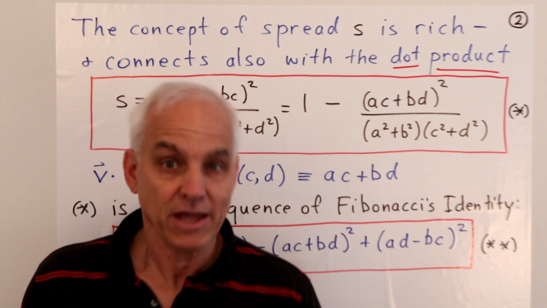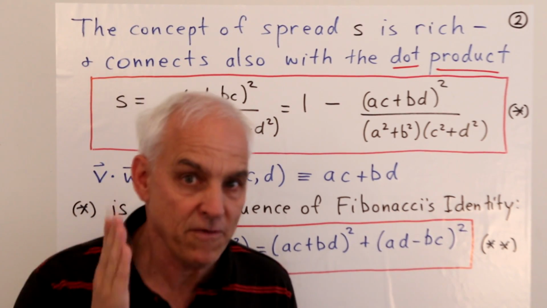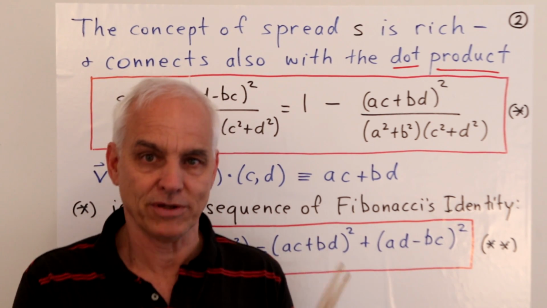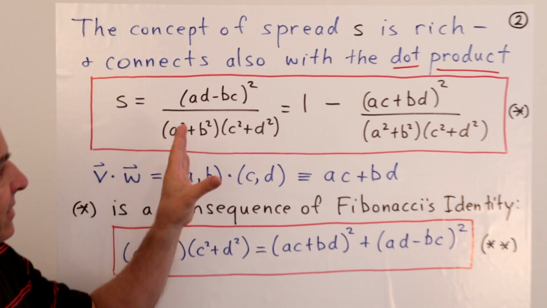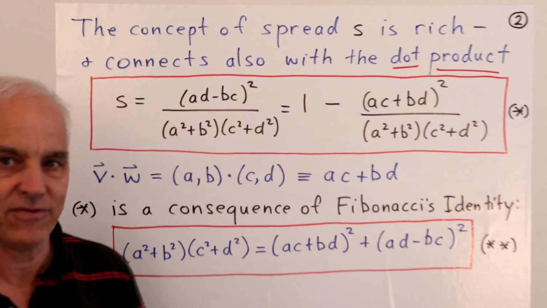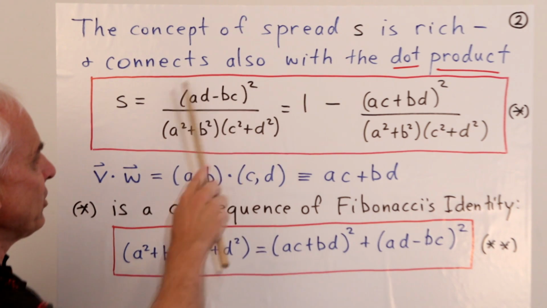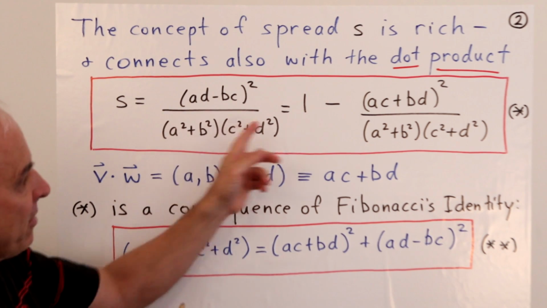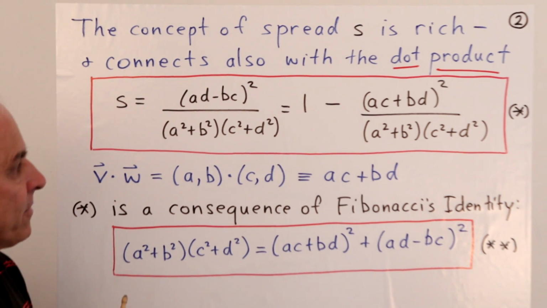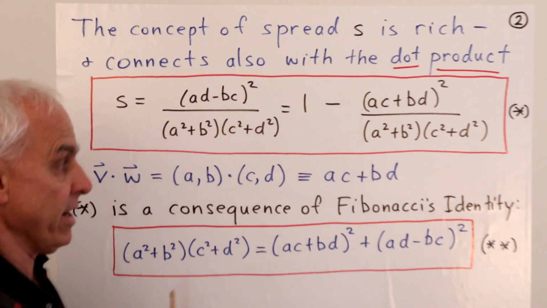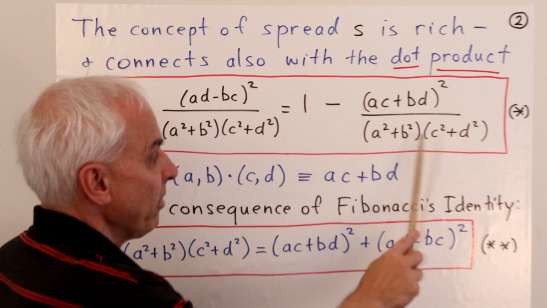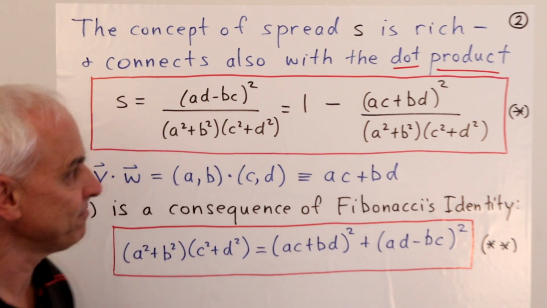So it's a very big step in 21st century mathematics to move from considering angles to considering spreads. Absolutely very crucial development. And let's have a look at how this spread is such a rich concept by seeing algebraically that it's full of life. So here is this quantity that we've just defined, and here is a very important fact about it that we've seen before, but it's well worth repeating. It can be rewritten as 1 minus the fraction (AC plus BD) squared over (A squared plus B squared) times (C squared plus D squared).